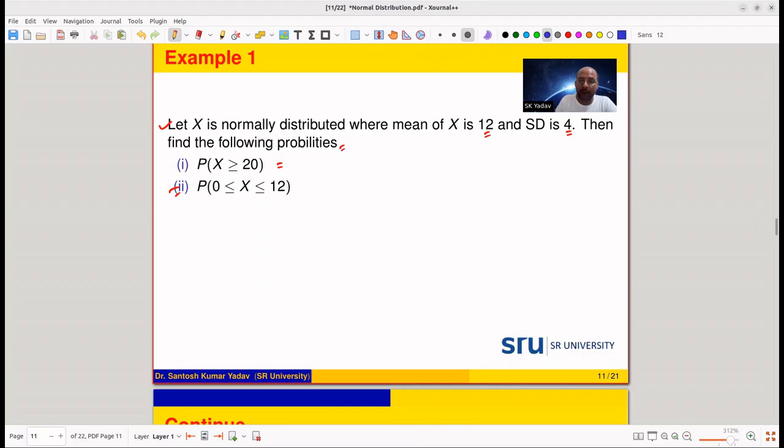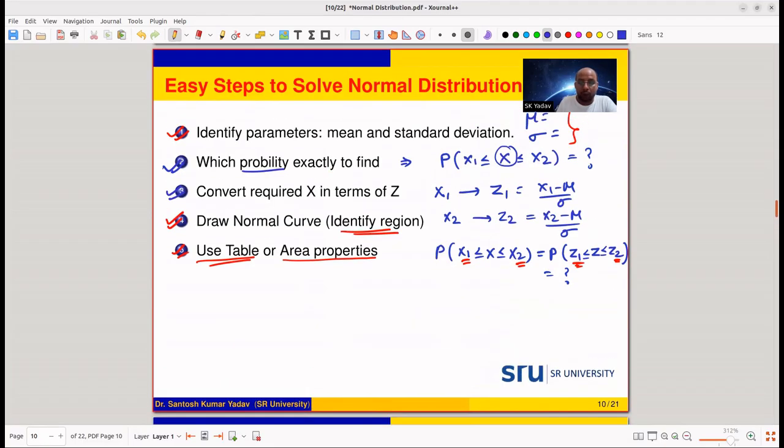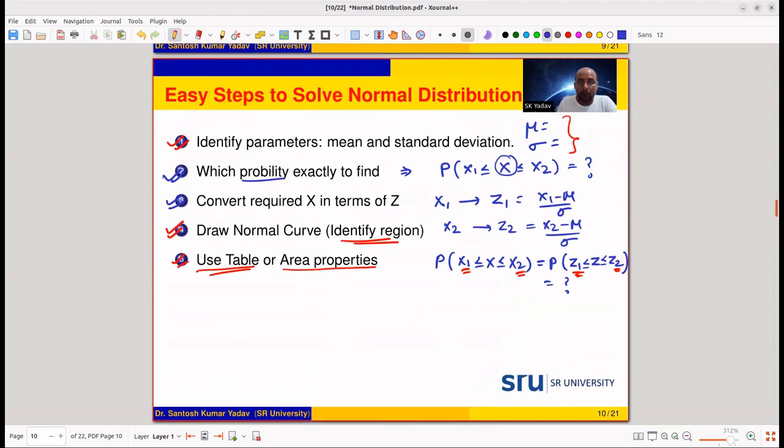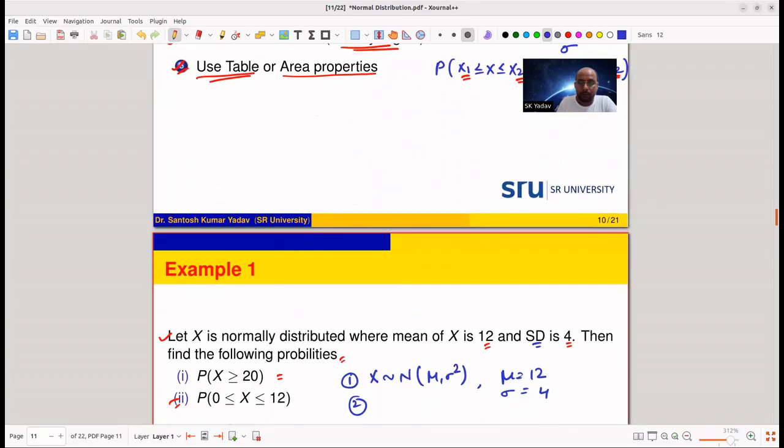So simply, what is given? X is normally distributed with mu and sigma square, where mu is equal to 12 and the standard deviation given is 4. Then we have to find p of x greater than or equal to 20. So this is your first step done. What is the second step in the process? The second step is to write what probability exactly you want to find. It is also over. Now convert x in terms of z.